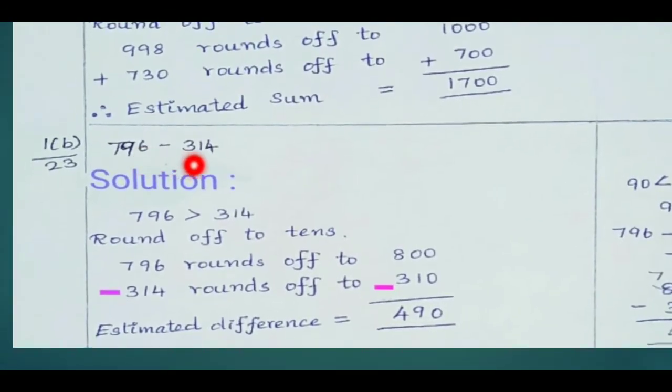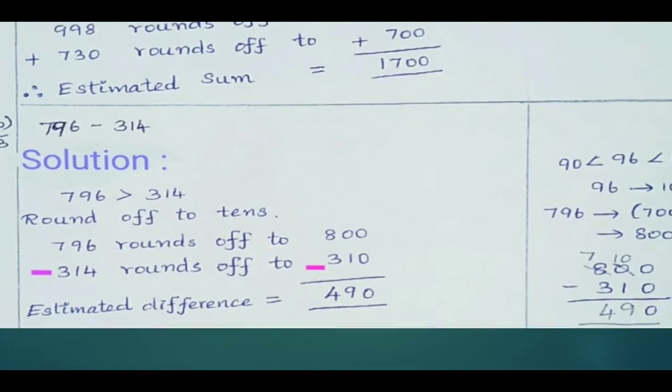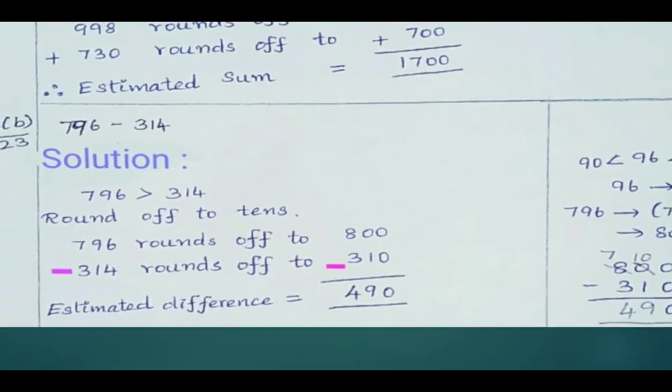796 minus 314. 796 is the bigger number, which is greater than 314. So the difference is possible because a small number is subtracted from the large number. Okay, now both the numbers have 3 digits. You can round off to tens or round off to nearest hundreds. You can choose by your choice.